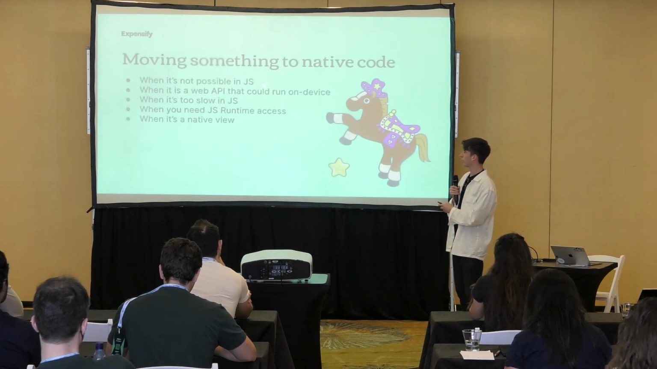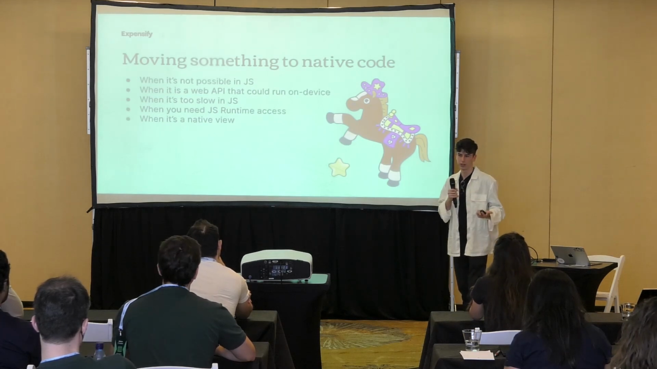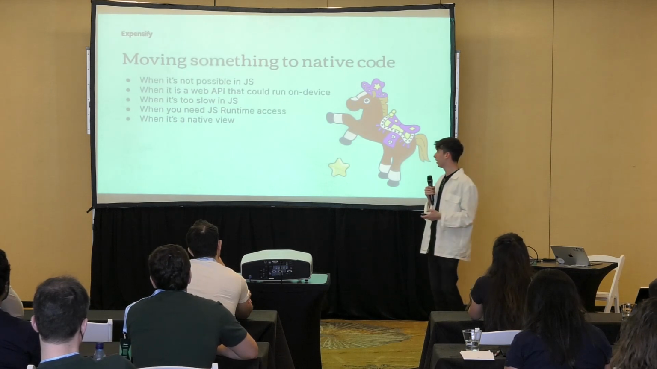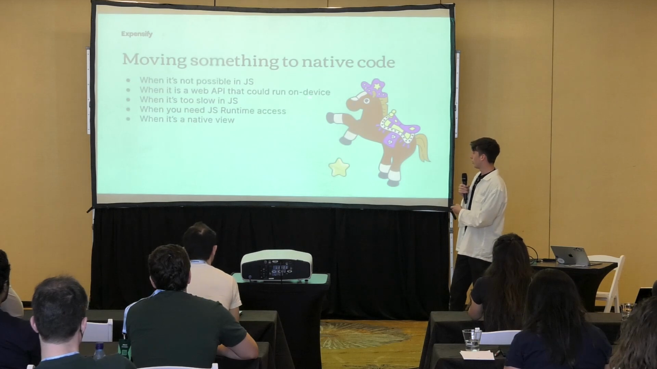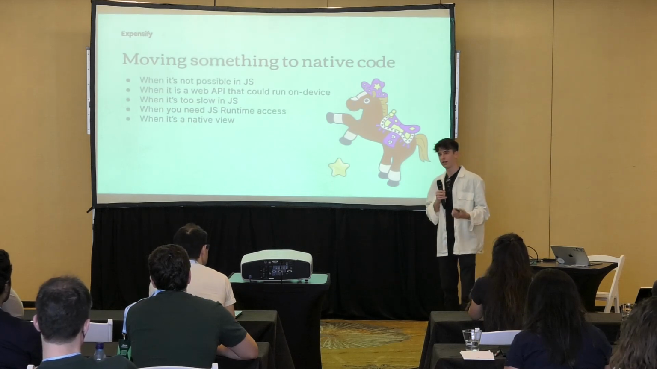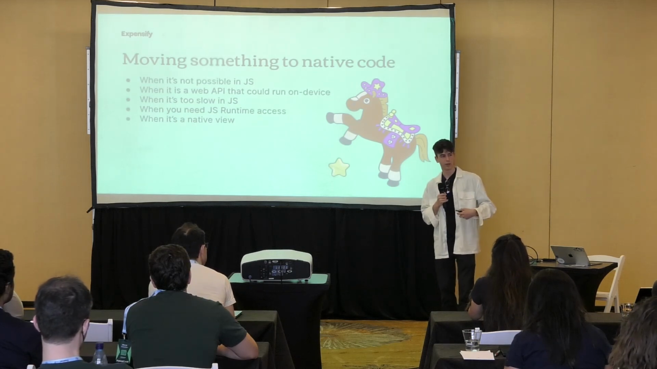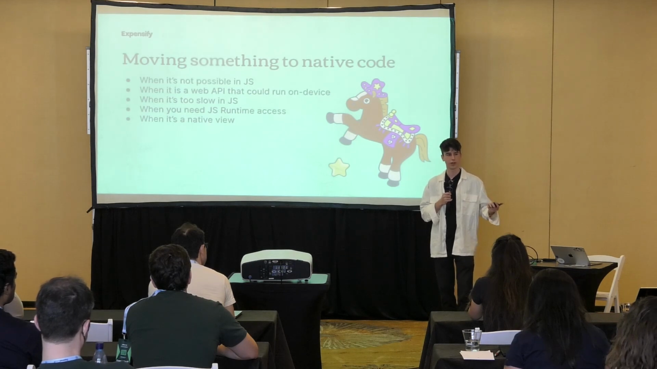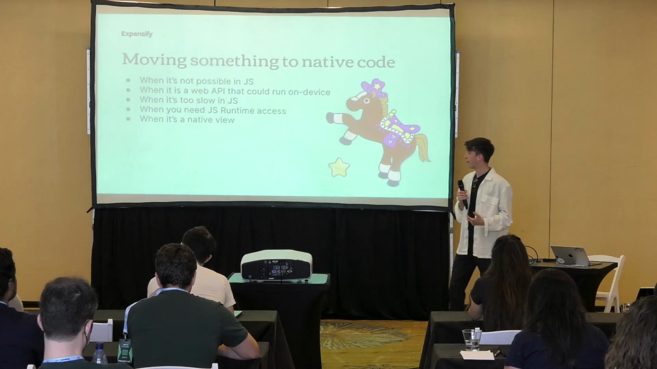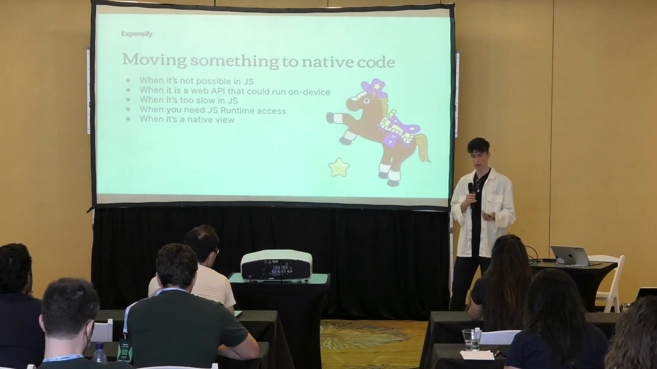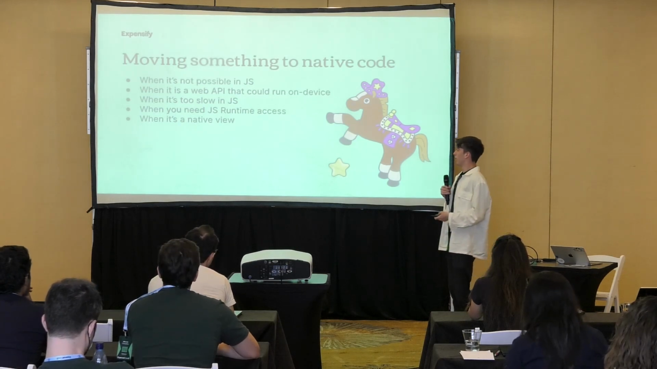For example, when it's not possible in JavaScript, when you simply can't do something in JavaScript, then you need to move to native code. I think that makes sense. Another case is when it's a web API that could run on device. This is kind of an architecture choice, right? Maybe you have a web API that's so simple that you actually want to run it on device, maybe you don't want to depend on the web API, and it's not slowing you down too much, then you just move it on device.